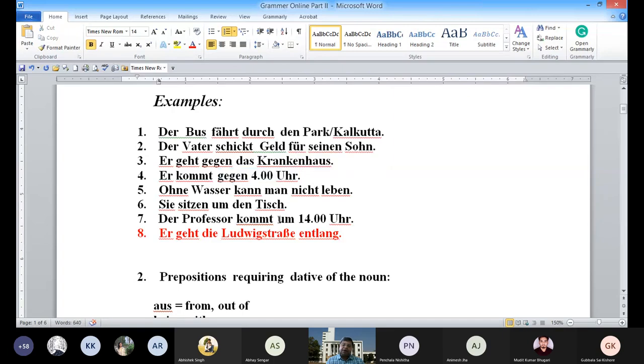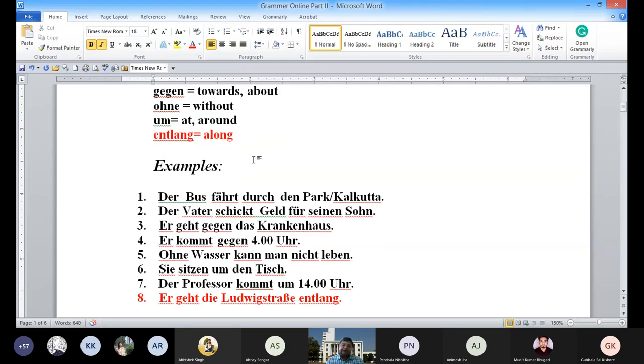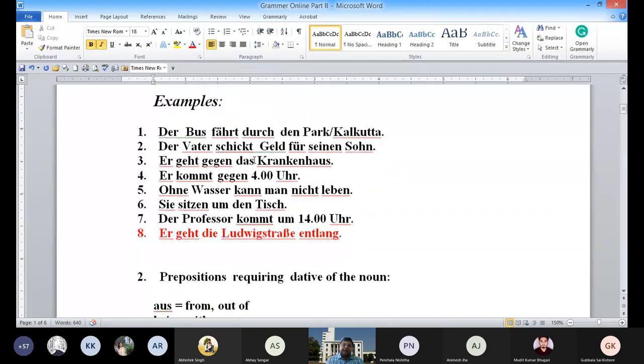And here, when you are using the second meaning, it is at. But in the context of this table, this is an den Tisch, you can say they are sitting, or he is sitting, around the table. In the center there is a table and lots of people are sitting there, in that context.